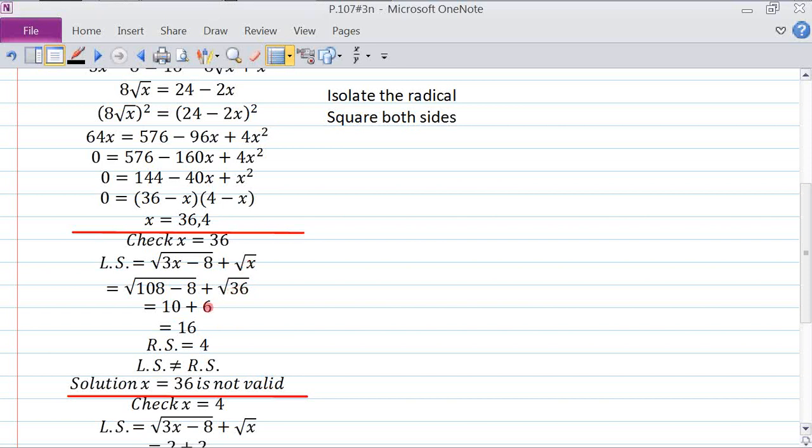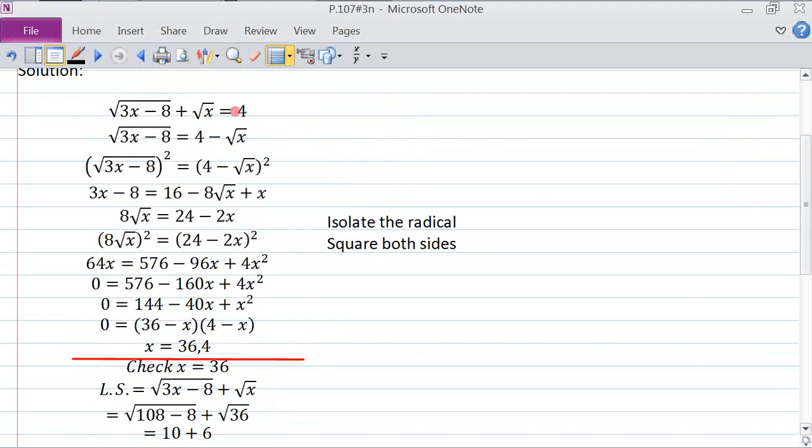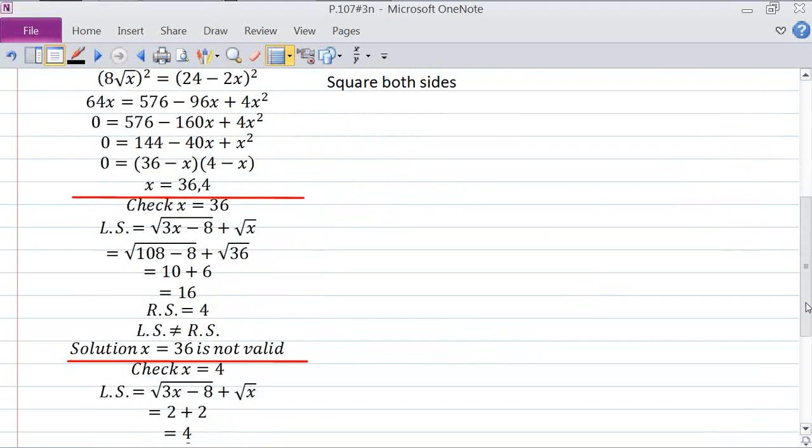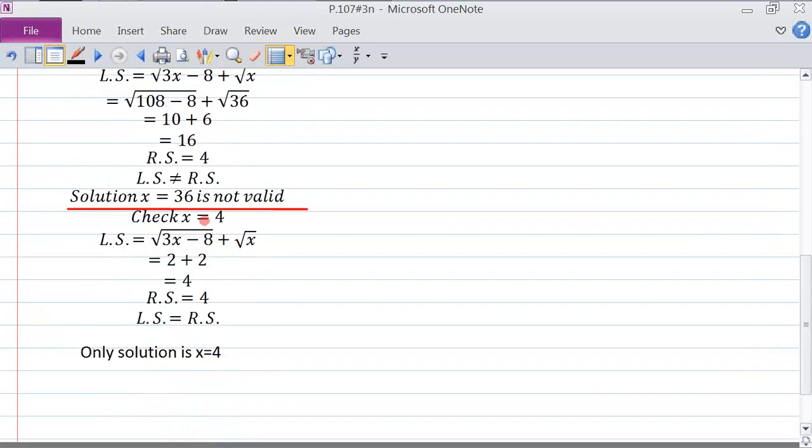Square root of 36 is 6. 10 plus 6 is 16. But let's look at the right side of the equation. The right side of the equation is 4. So this is not a valid solution. The left side does not equal the right side. So 36 is an extraneous solution. It's not valid. Let's check the other one.